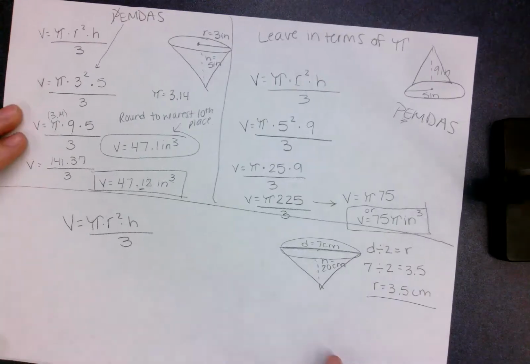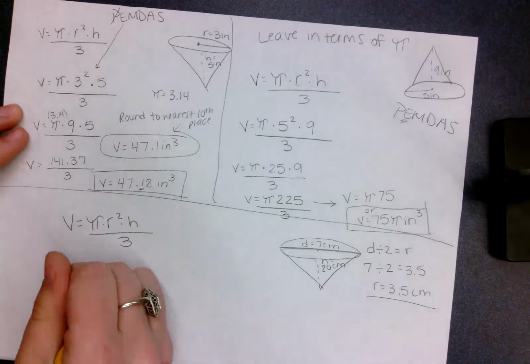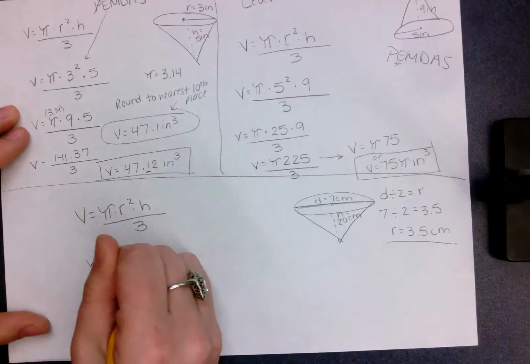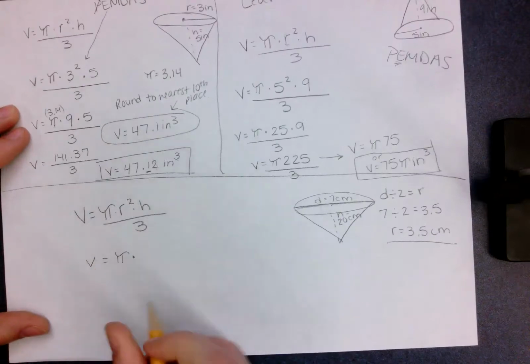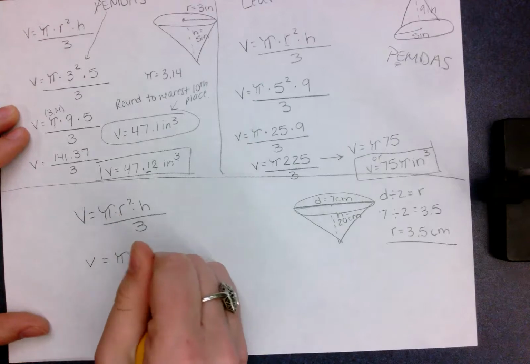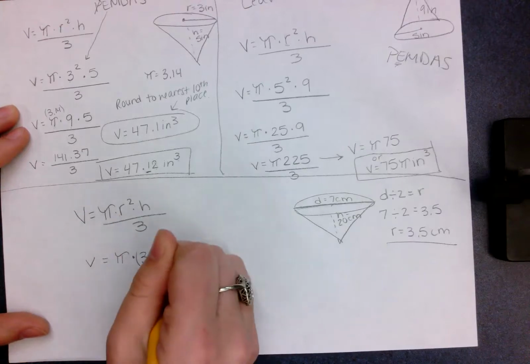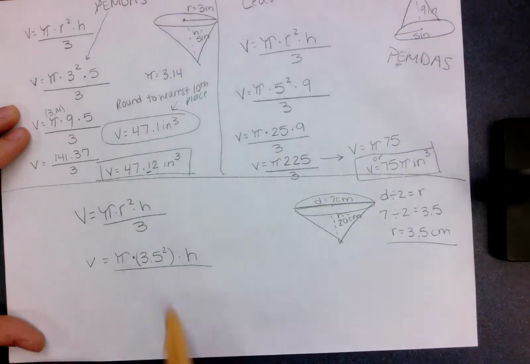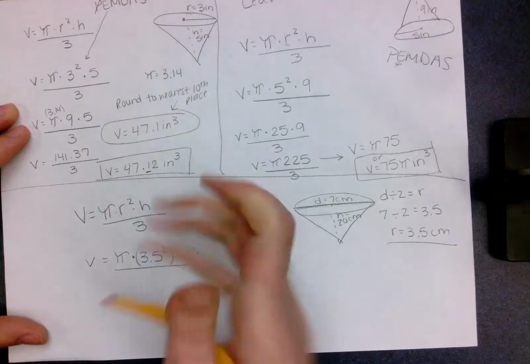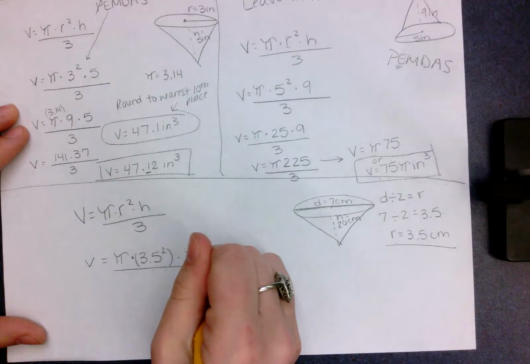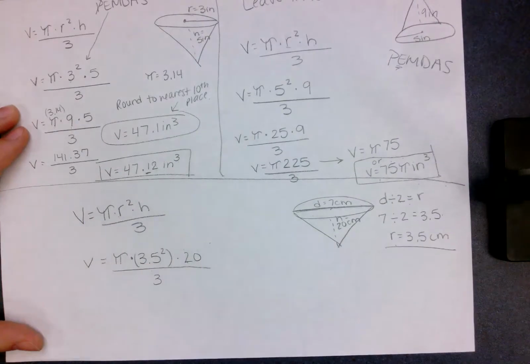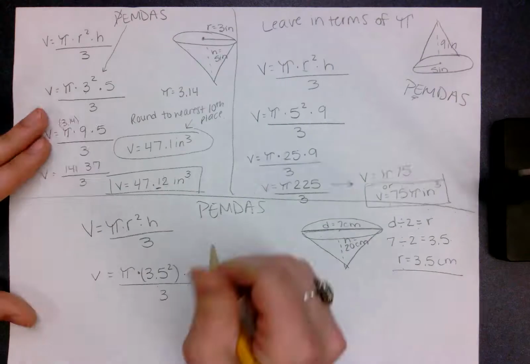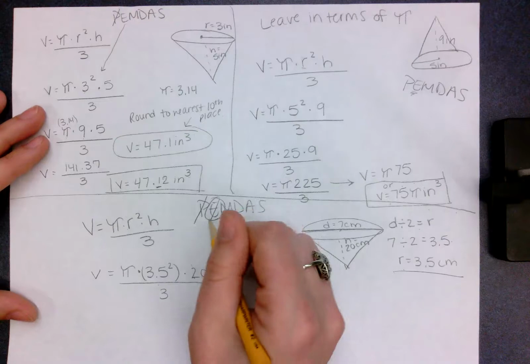Now I can plug in to my formula. So I'm calculating for volume. I still don't know the volume. Pi times radius squared. My radius is 3.5 squared, times my height, my height is 20, divided by 3. Again, if you don't know what to do, PEMDAS is your best friend, and PEMDAS tells you we have to do exponents.